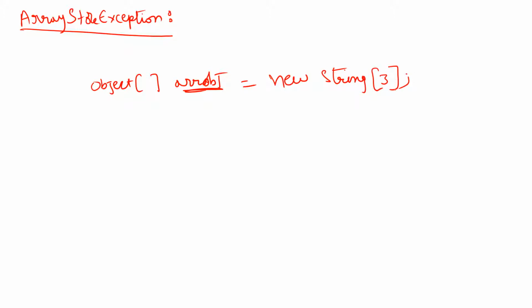That means, let's say I have created an array which stores objects. Okay, so this is object, the type is object and array obj. So this is an array that stores objects, and I am storing objects of the type string. So I have created an array which stores objects, but the objects are of the type string. Now let's say I am trying to store an object which is not of the type string into this array. Then I will get an array store exception.